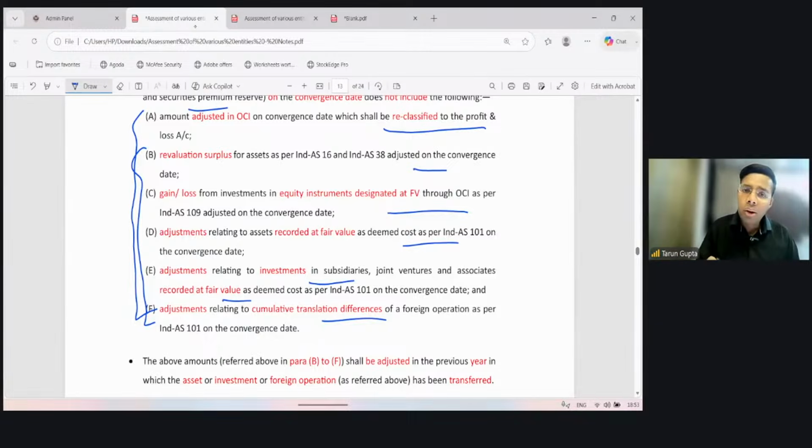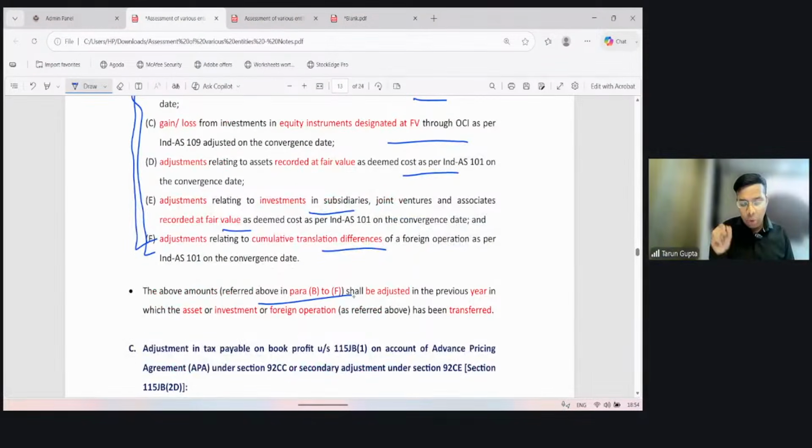So all these are not considered as transition amount, and we adjust the amounts related to these 4 items at the time such items or the operation are actually transferred. So the above amounts referred to in para B to F, the 4 amounts, shall be adjusted in the previous year where the assets or investment of foreign operation, as the case may be, has been transferred. Okay, similar to what we discussed at the time of Ind AS companies.